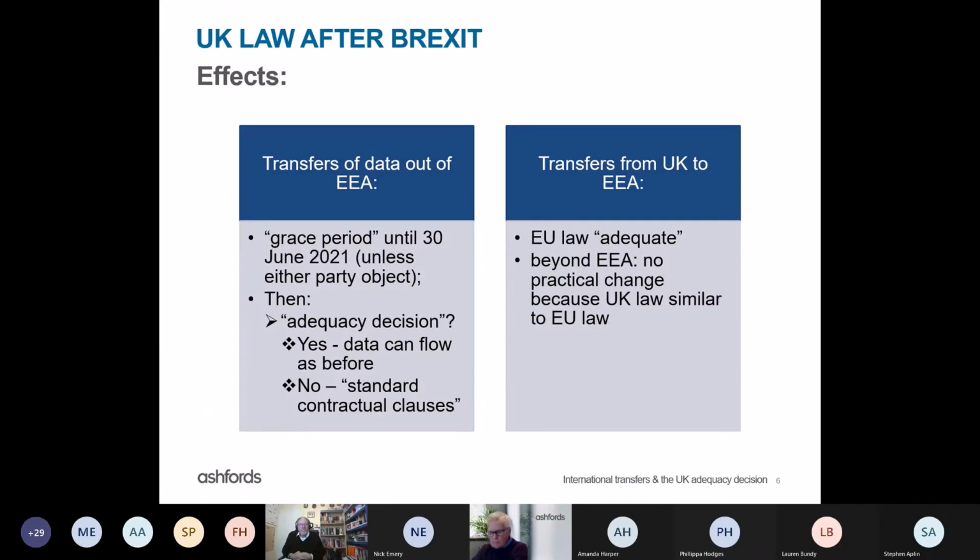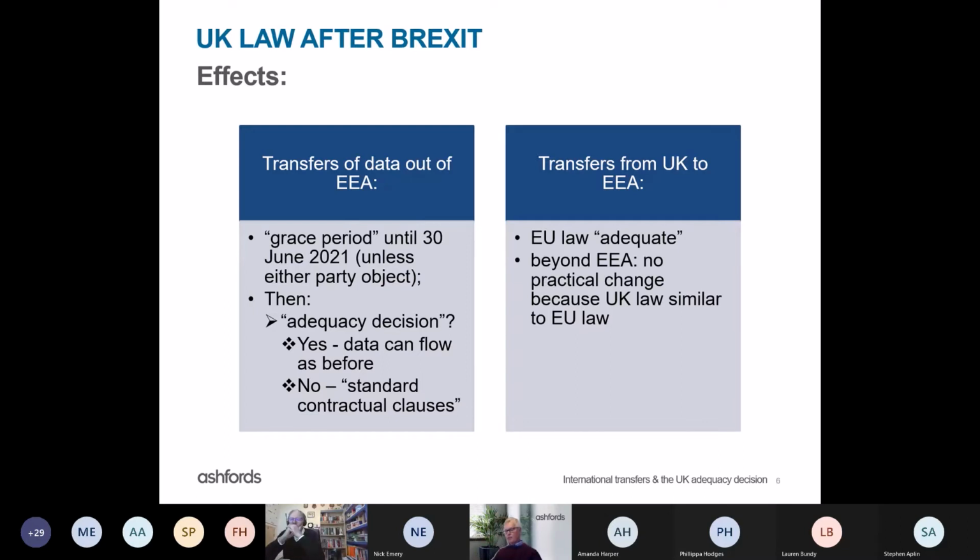So next slide, please. So what are the effects of that change in status so far as the UK is concerned? What about transfers of data out of the EEA to the UK? Well, the deal that was done just before Christmas provided for a grace period which will last until the 30th of June 2021. And what the grace period means is that for the time being, data transfers can continue as they did before, as if the UK remained within the EU. What happens after the 30th of June depends on this adequacy decision point, which basically is whether the EU decides that UK law is adequate in relation to its data protection safeguards to permit flow of data from the EEA without any further documentation being required.